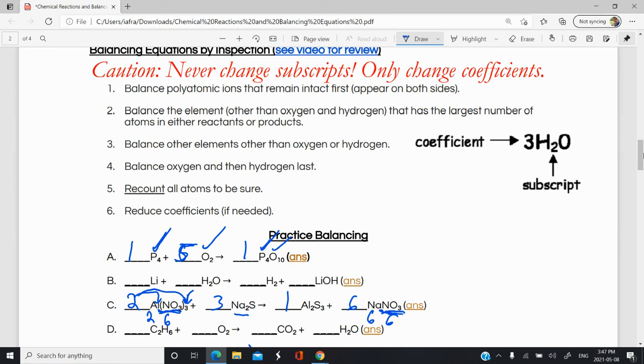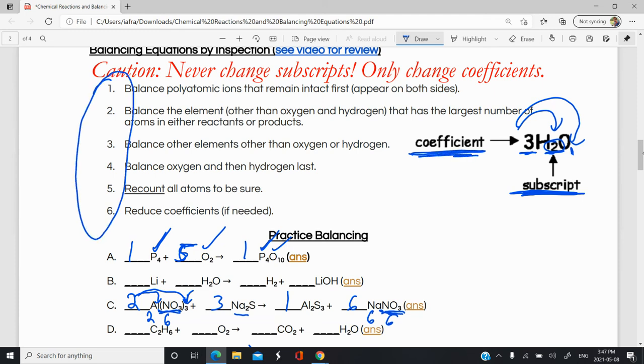You'll notice that the big number you put in the front is called a coefficient that multiplies everything within the formula, and the small number is called the subscript. Where there is no subscript written, we know it's a 1. And remember, you cannot change the subscripts. You can only change the coefficients when you're balancing the equations. Here we have some general tips that you can use when balancing that usually help. And I'm just going to state it again. Never change the subscripts, only change the coefficients.